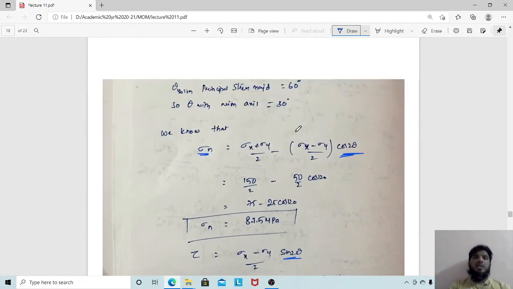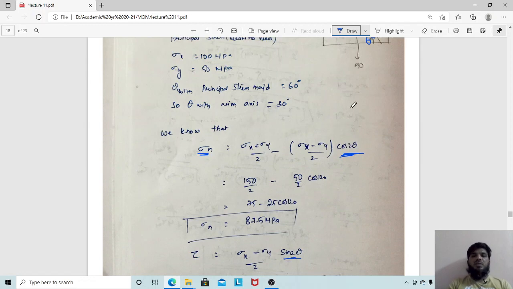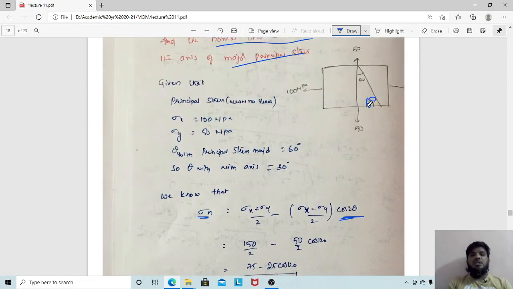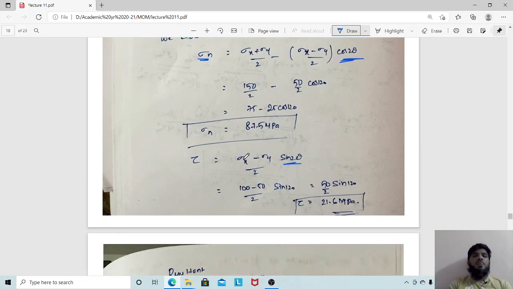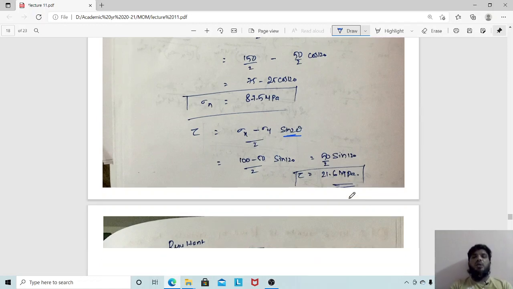Okay, so try this. 2 theta is there. What is the value of theta here? 60. So 2 theta is equal to 120. So that is (sigma x 100 plus 50) divided by 2, that is 150 divided by 2, minus (100 minus 50) divided by 2, 50 divided by 2, cos 120. Substitute this in your calculation and you will get the value. Next is (100 minus 50) divided by 2 sin 120, and you will get the value like this.